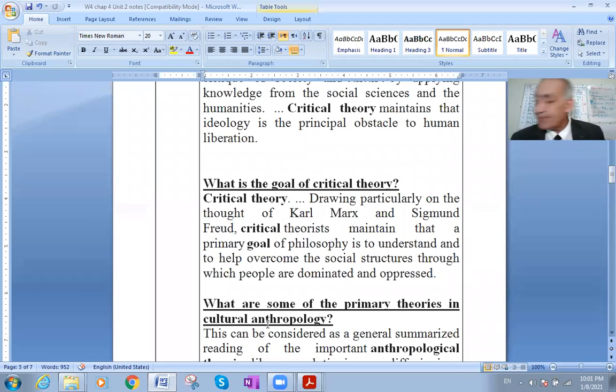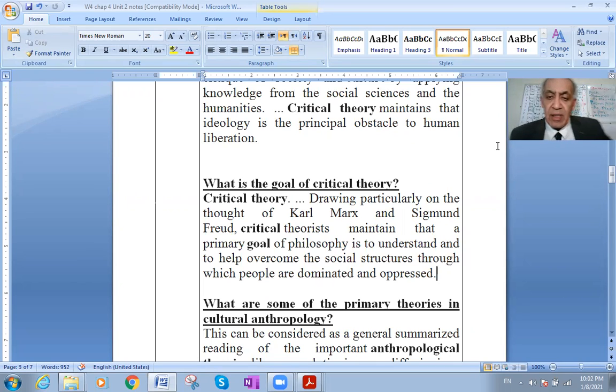Questions and answers. That's what we are doing just now. It looks like a figure of questioning and answering. So that's how it's working. What is the goal of the critical theory? So let's see what the goal of the critical theory is and how it works.